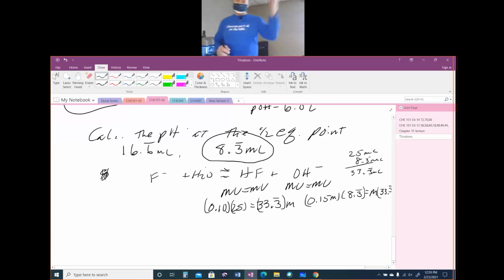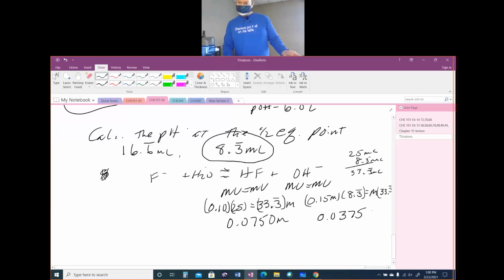All right, so we added some NaOH. So you take your 0.1 times 25, and then divide by your 33.3 repeating, and that gives you a 0.075. Then you take your 0.15 times your 8.3 repeating and divide by your 33.3 repeating, and that gives you a 0.0375.